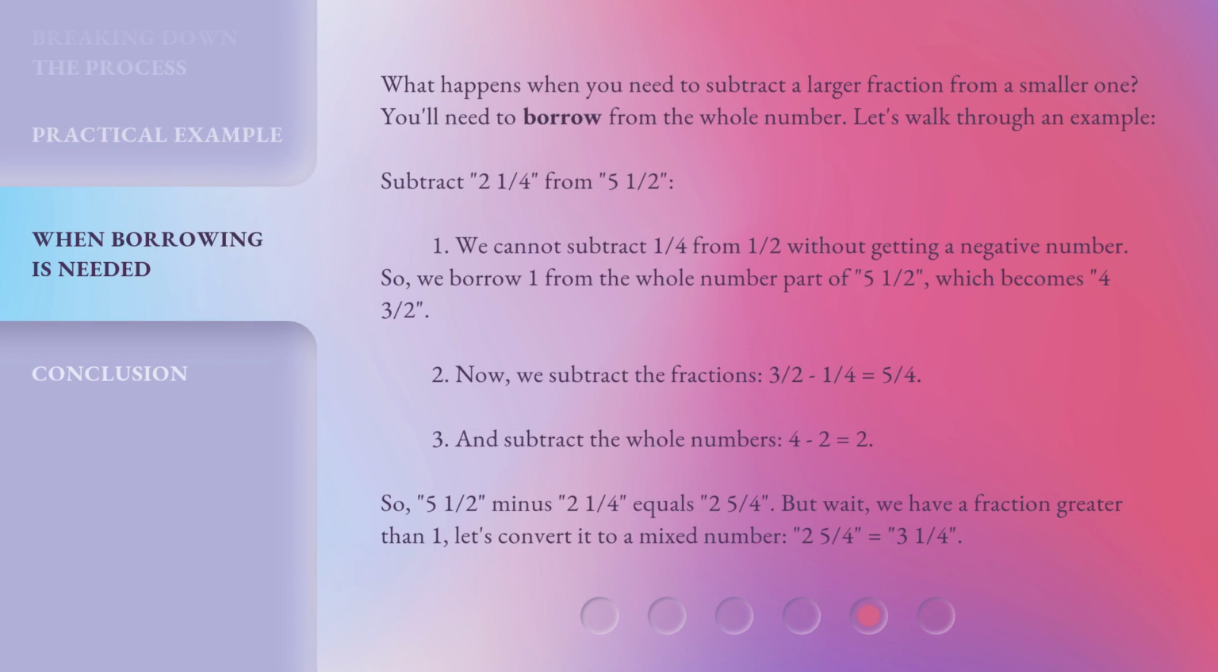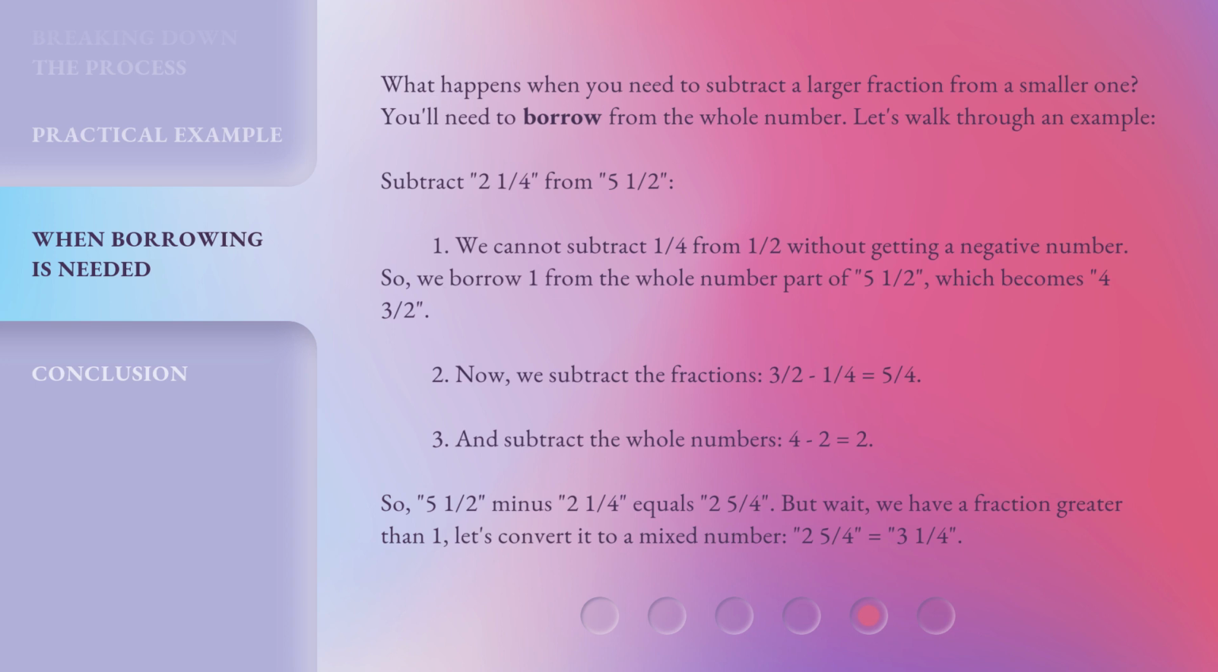What happens when you need to subtract a larger fraction from a smaller one? You'll need to borrow from the whole number. Let's walk through an example. Subtract 2 1/4 from 5 1/2. 1. We cannot subtract 1/4 from 1/2 without getting a negative number. So, we borrow 1 from the whole number part of 5 1/2, which becomes 4 3/2.